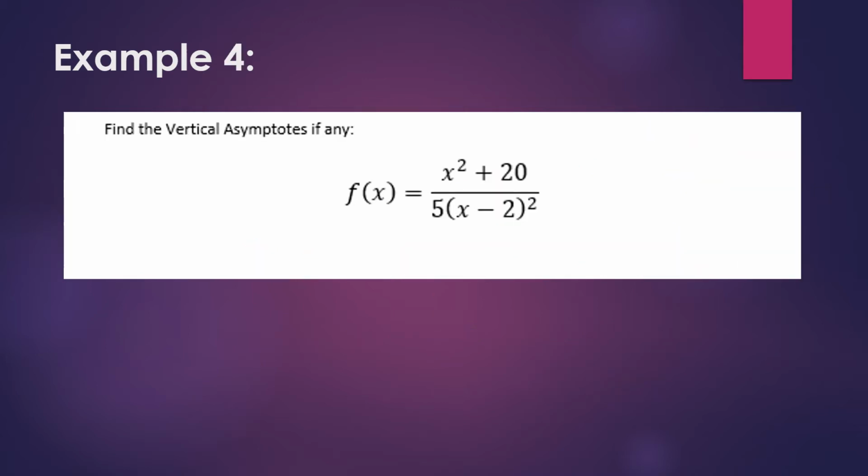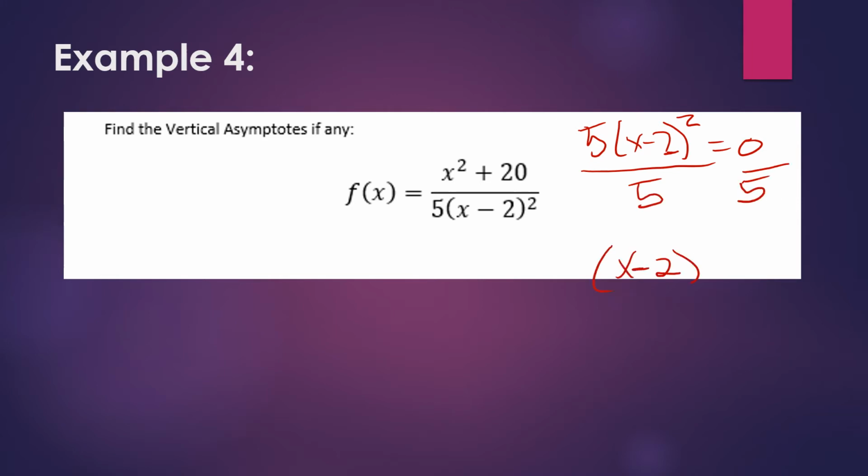Here we've got another vertical asymptote problem. So we're going to take a look at this one just like all the others. We're going to take a look at the denominator and set it equal to 0. So we've got 5 times x minus 2 squared equals 0. Now I can divide both sides by 5. And I'm going to get x minus 2 squared equals 0. Take the square root of both sides. I'll get that x minus 2 equals 0. And I'm going to get that x equals 2.